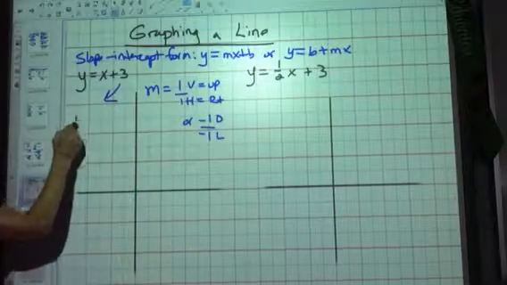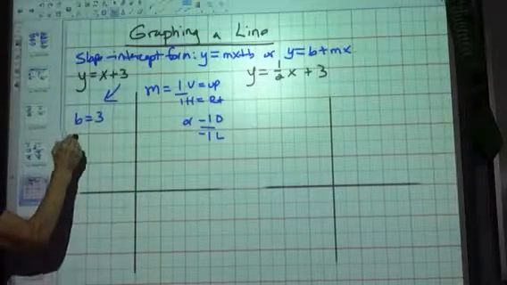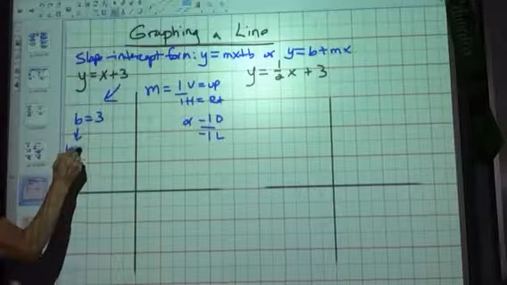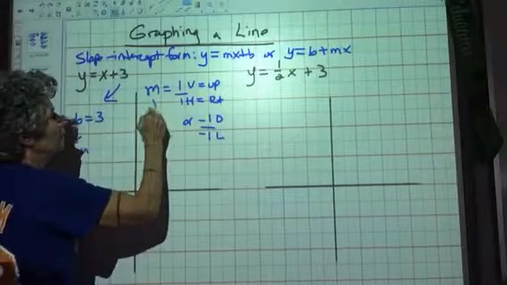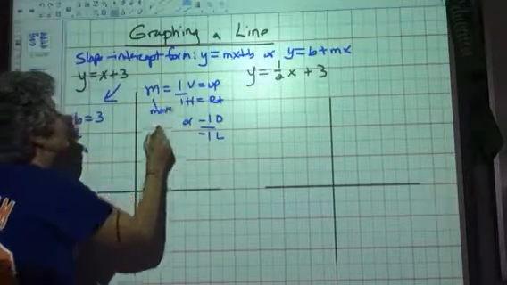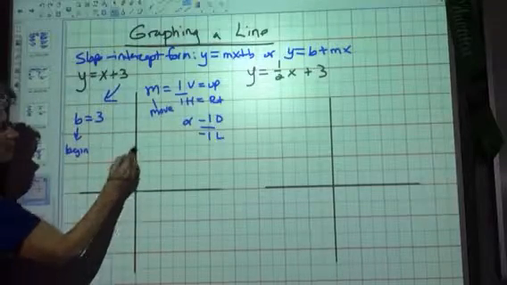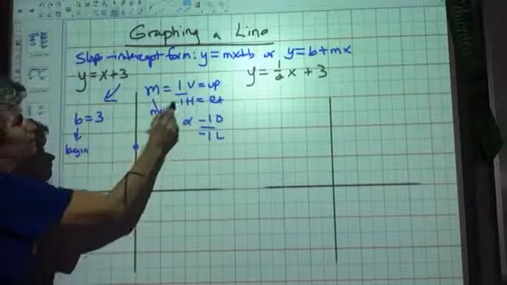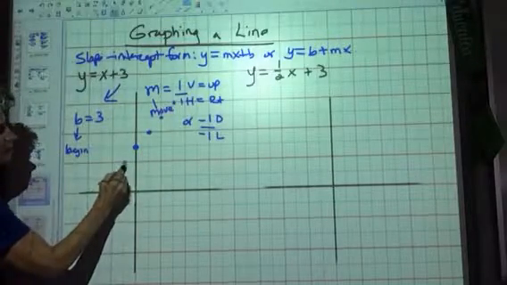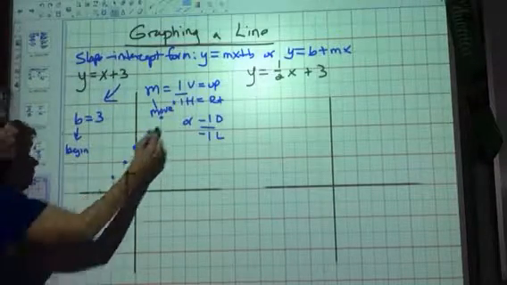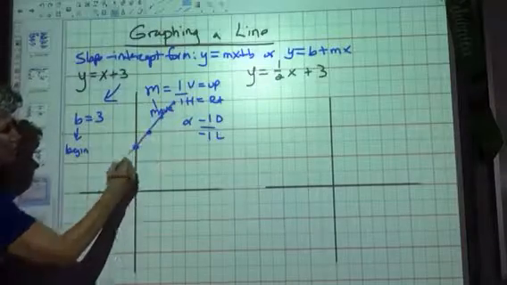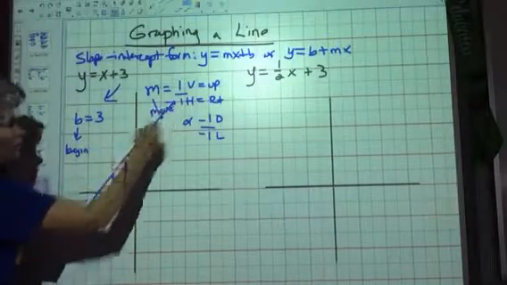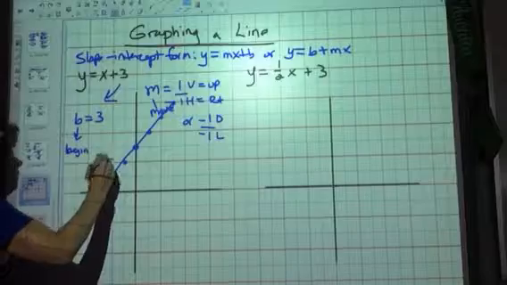And then this here, that constant, is our y-intercept. So this is where we begin, B for begin, and M for move. So I'm going to start at positive 3. I'm going to go up 1, 1 to the right, up 1, 1 to the right, up 1, 1 to the right. Or I could go down and to the left. I usually fill the paper with them, and then there's your line. Put the equation right on it.